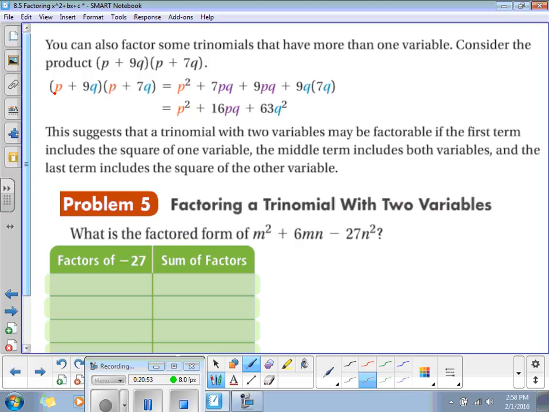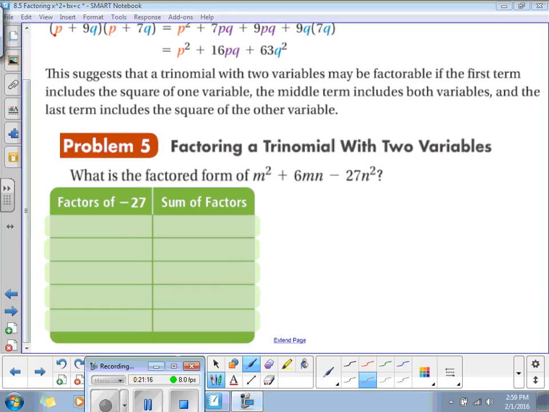Now, this suggests, I'm just going to read it, this suggests that a trinomial with two variables may be factored if the first term includes the square of one of the variables, the middle term includes both variables, and the last term includes the square of the second variable. So, we're going to factor a trinomial with two variables. And we're still going to use our x method. Okay, we'll still use the x method. We want to know what is the factored form of m squared plus 6mn minus 27n squared.